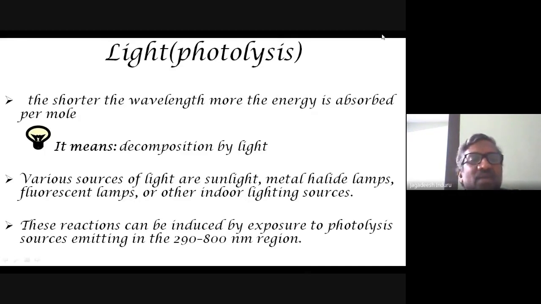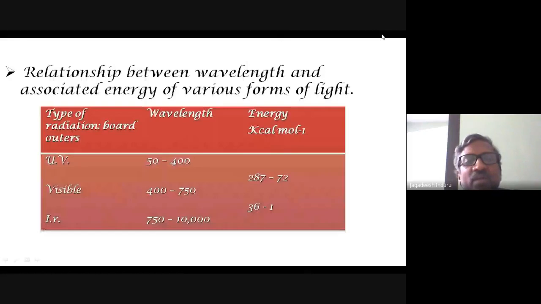Most of the time, UV is in the range of 50 to 400 nanometers, visible light is 400 to 750 nanometers, and IR is 750 to 10,000 nanometers. If you look at the energy, it reaches the highest energy at the top, in kilocalories per mole, and it comes down in the range of 36 to 1 kilocalorie per mole. So we need to prevent the lower wavelengths.